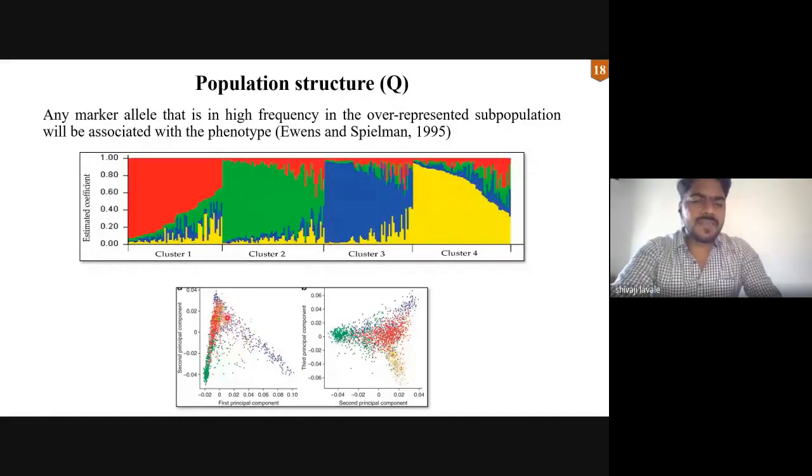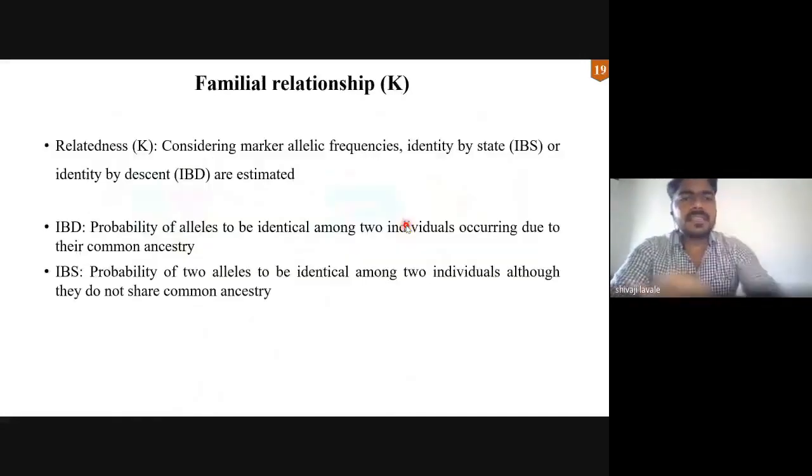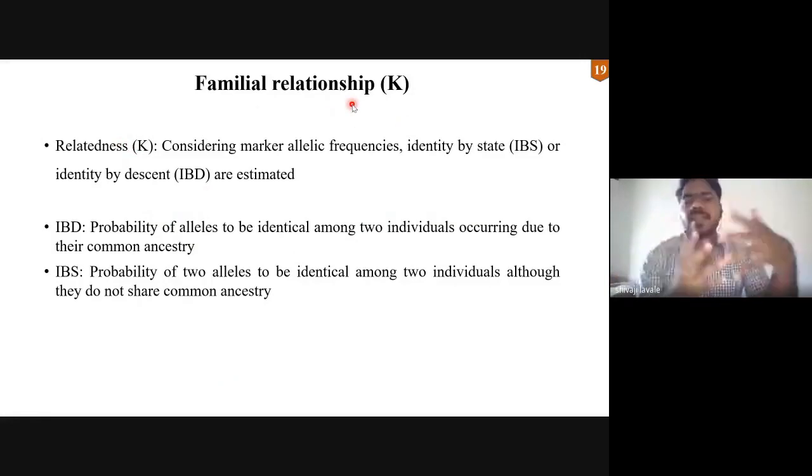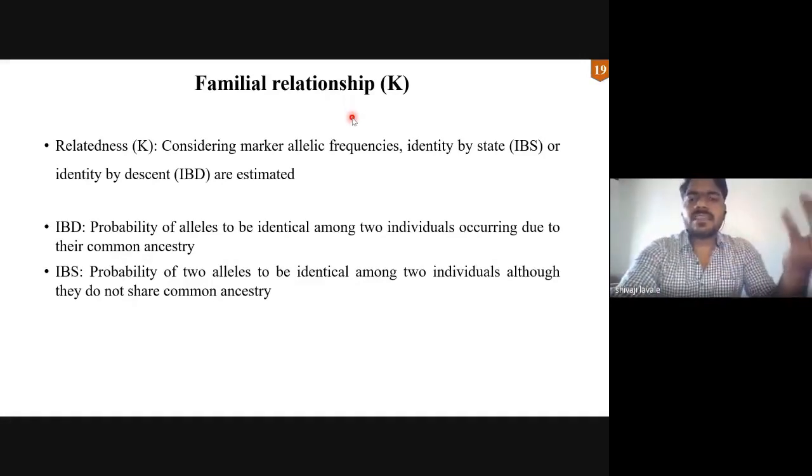So these different colors represent a subpopulation within the germplasm panel. Then next is familial relationship. As I said, because of common ancestry, the allelic frequencies will be overrepresented. So to study this familial relationship, we have the kinship matrix.